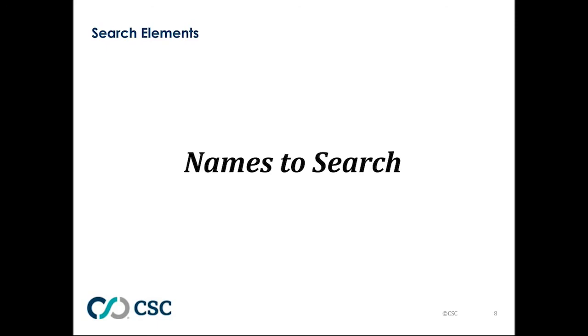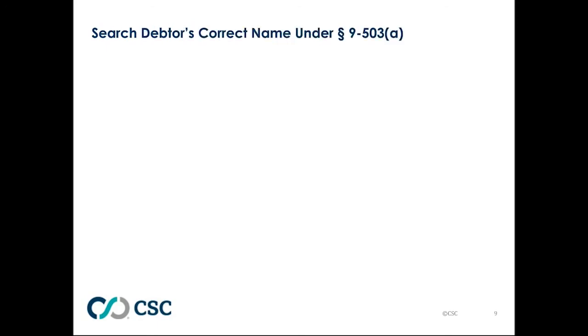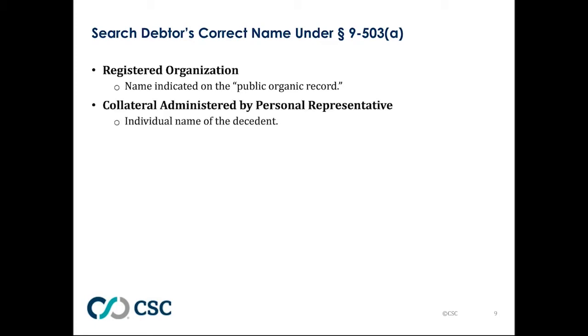First of all, obviously you have to search the debtor's correct name under Article 9 to conduct a diligent search. And the name that has to be searched is going to be based on the type of debtor for the most part, in a couple of cases the type of, or the status of the collateral. But if the debtor is a registered organization, the name that has to be searched, of course, is the name found stated to be the name of the registered organization on the public organic record. If the collateral is being administered by a decedent's personal representative, the name that needs to be searched is the name of the decedent. This is essentially what used to be called several years ago the decedent's estate.